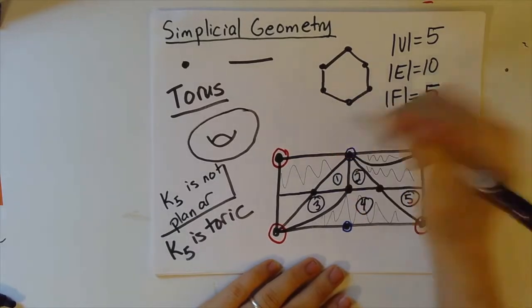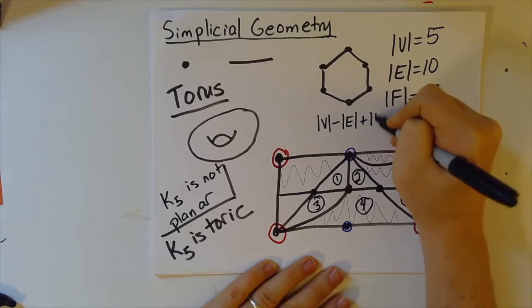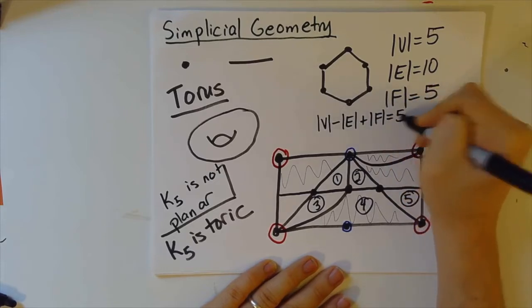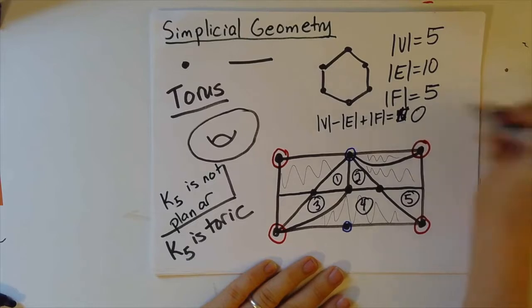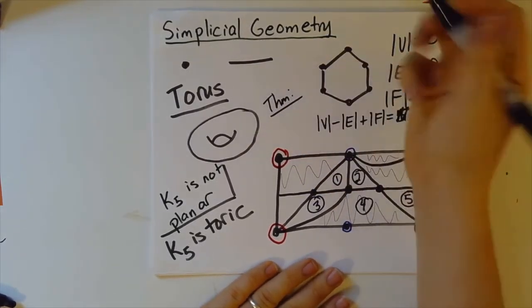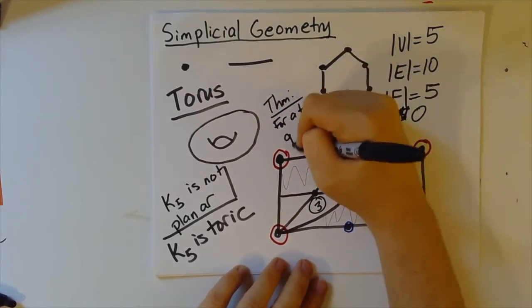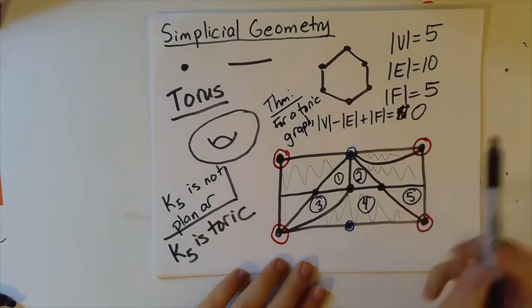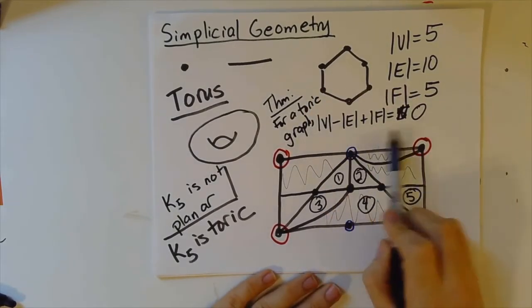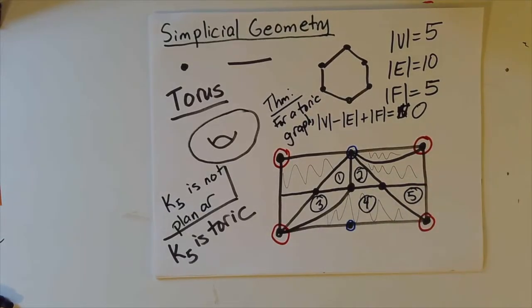And so we see that in this case, the number of vertices minus the number of edges plus the number of faces is 0. And so that's actually a theorem. It's a version of Euler's theorem that for a torus, or a toric graph, as we're calling it, we always have the number of vertices minus the number of edges plus the number of faces is 0. Okay, so that gives us our beautiful thing here.